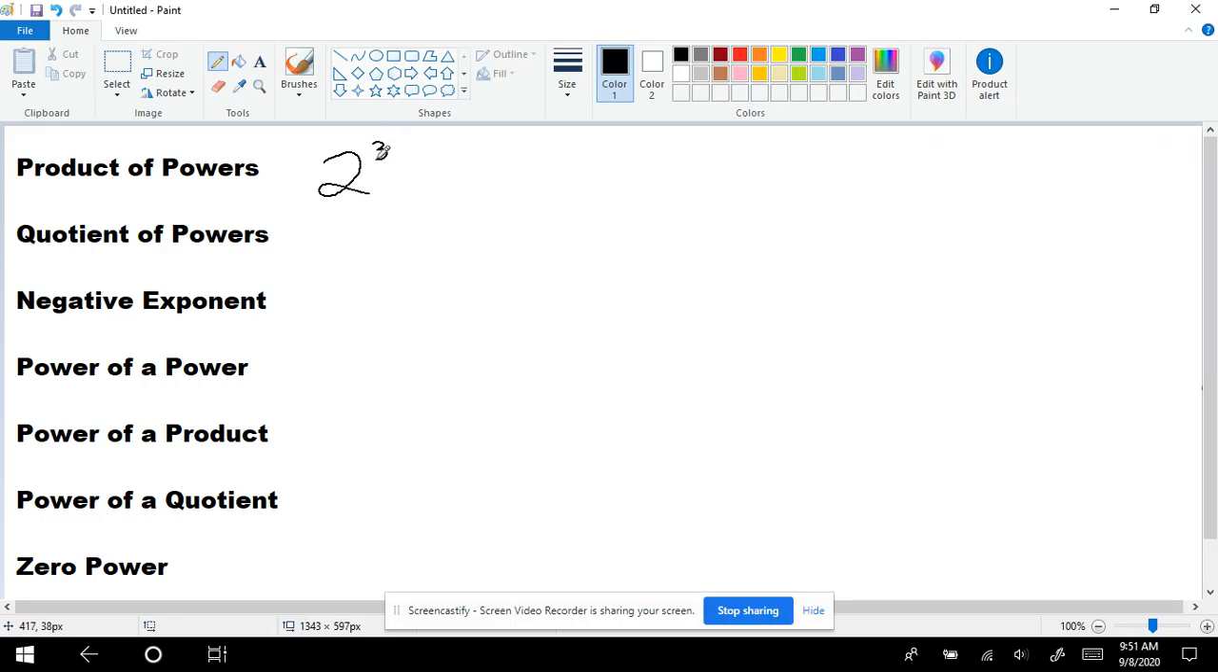So if we have 2 to the third times 2 to the fourth, what we're actually going to do is add those exponents together, as long as they're the same base, which is 2. We add 3 plus 4. We're going to end up with 2 to the 7th power.